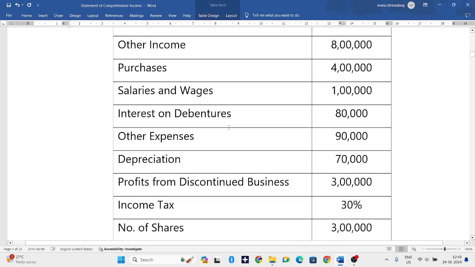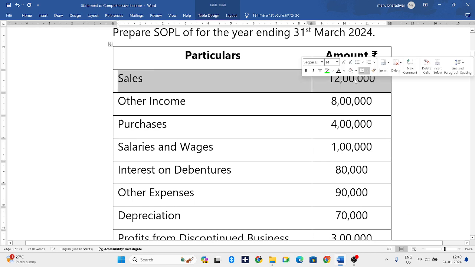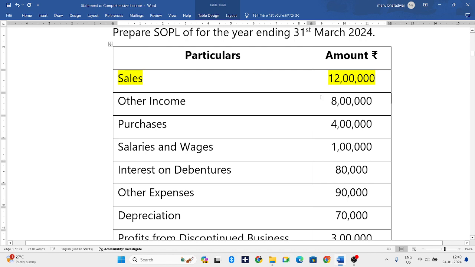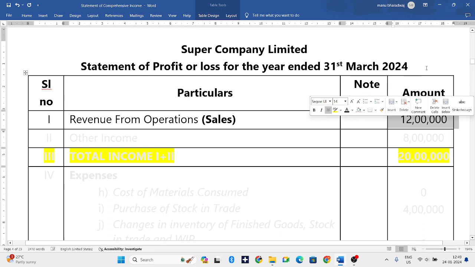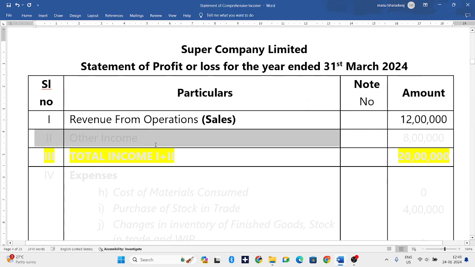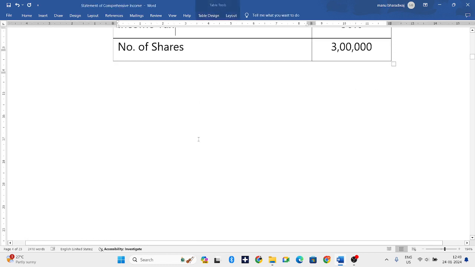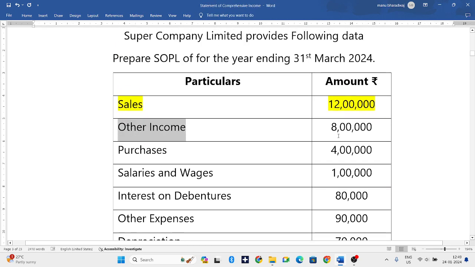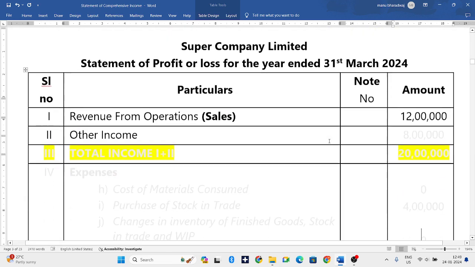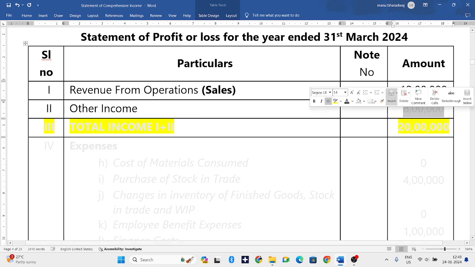Now let us come to the question. Sales is 12 lakh rupees. I will highlight what we have taken, so that it is clear. Sales value is 12 lakh rupees. For that, we need to add other income. Any other income mentioned in the question has to be added. So let us check if there is any other income. Yes, here we have other income. Now this other income has to be added in our statement. So 8 lakh rupees I am adding.